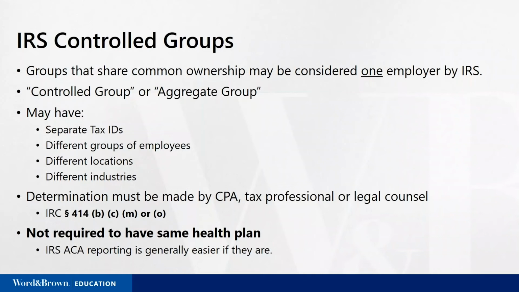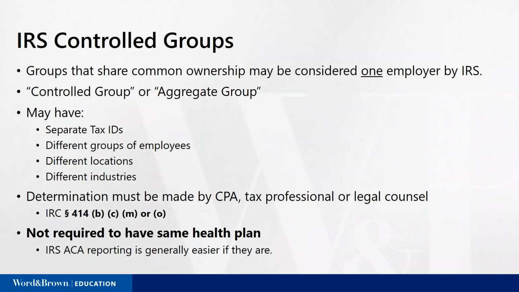Now, this may be true even if the separate entities have separate tax IDs, or they have different groups of employees, or are in different locations, or in different industries. The determination is based on common ownership, and this determination should be made only by a CPA, a tax professional, or legal counsel that specializes in these kinds of determinations. It's a really complex determination to make, so I don't recommend doing it in-house. Get a signed statement from one of these professionals saying whether or not you are considered a controlled or aggregate group. These rules can be found in the Internal Revenue Code, section 414(b), (c), (m), or (o).